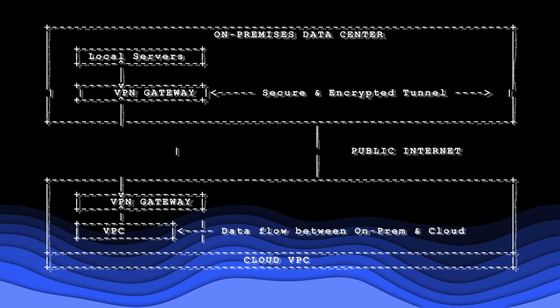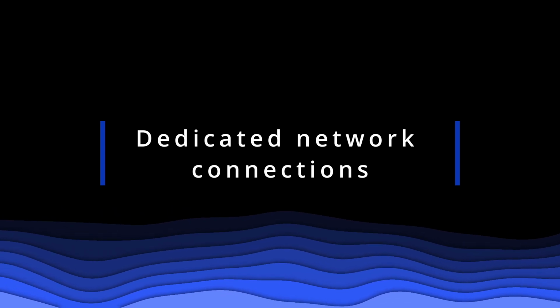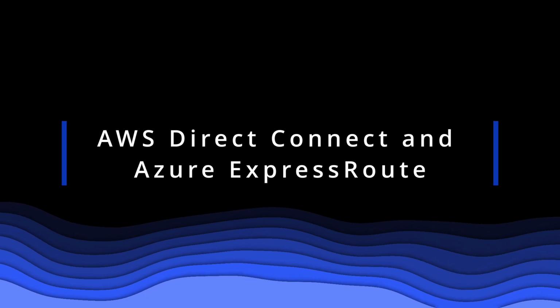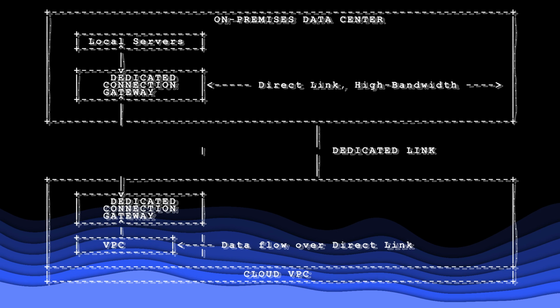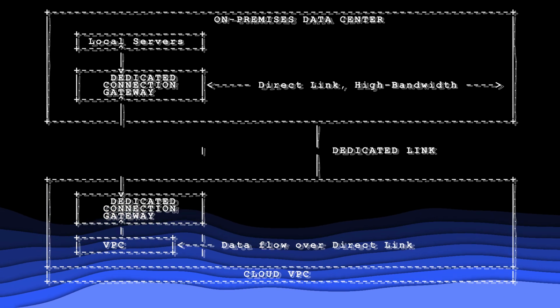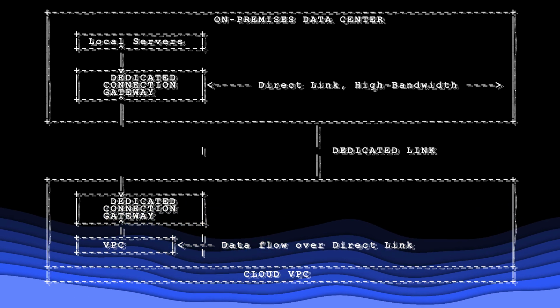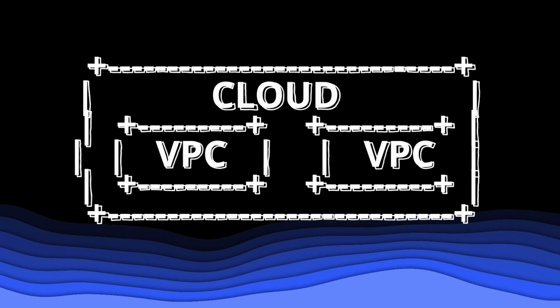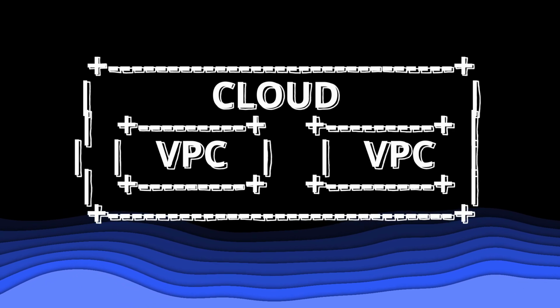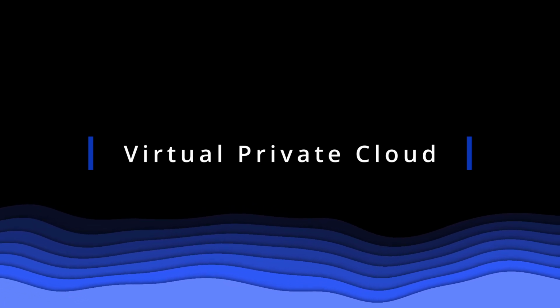But for businesses that require a more consistent, high bandwidth, and ultra-reliable connection, cloud providers offer dedicated network connections. AWS Direct Connect and Azure ExpressRoute are prime examples. Instead of routing traffic over the public internet, these connections provide a direct link between your on-premises setup and the cloud. In essence, a VPC offers a sandboxed environment within the public cloud, granting users the flexibility and control of a private data center but with the scalability and features of a cloud platform.